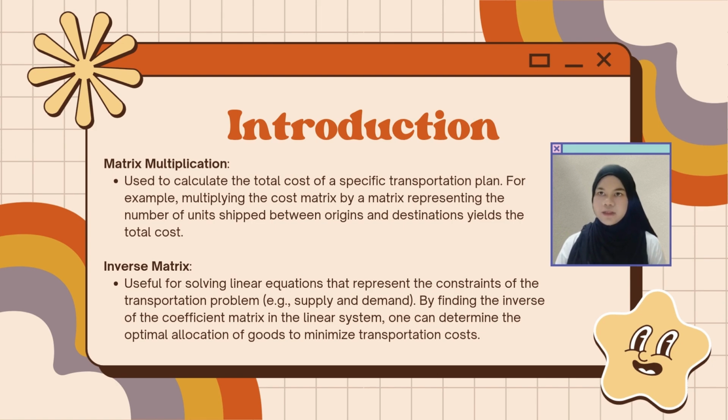Matrix multiplication is used to calculate the total cost of a specific transportation plan. For example, multiplying the cost matrix by a matrix representing the number of units shipped between origins and destinations yields the total cost. The inverse matrix is useful for solving linear equations that represent the constraints of the transportation problem. By finding the inverse of the coefficient matrix in the linear system, one can determine the optimal allocation of goods to minimize transportation costs.